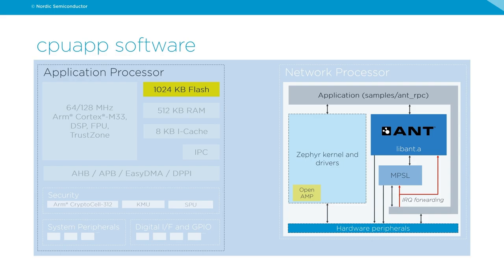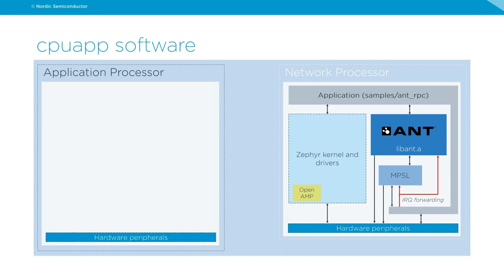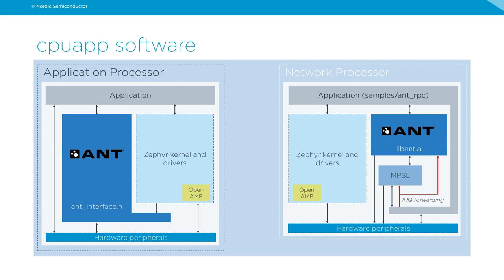The application processor is commonly called CPU app. Again, we start by grouping the hardware peripherals, and we use the same kernel and drivers. But the structure is quite a bit simpler. Instead of a pre-built Ant library, this is a group of source files that make the Ant API available to the application.